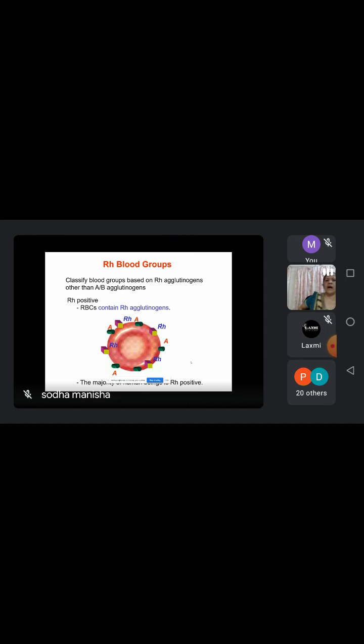Now this is the Rh blood group. Apart from agglutinogen A and B, another agglutinogen was discovered in human red blood cells, that is known as the rhesus factor, the Rh factor.